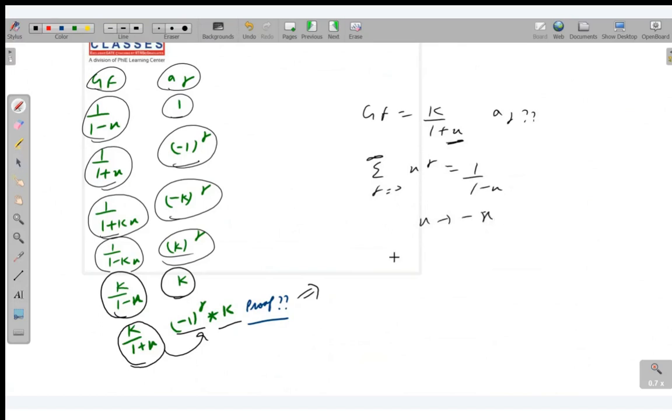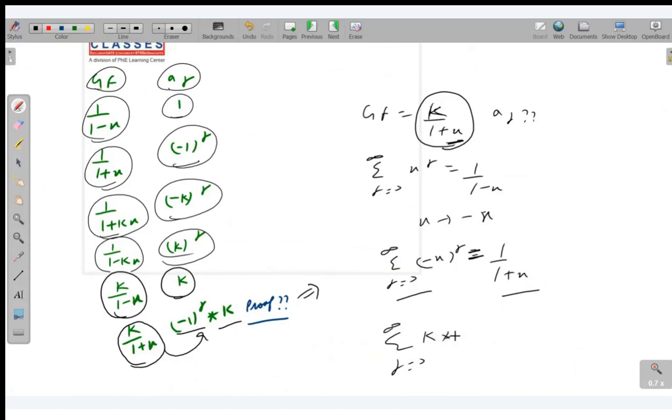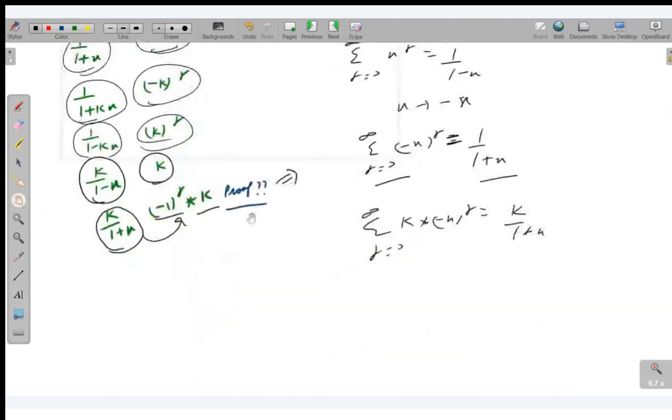So what I will get: sigma r equal to 0 to infinity, minus x power r, is 1 upon 1 plus x. But the generating function was k into 1 upon 1 plus x, that is k upon 1 plus x. So I will multiply both LHS and RHS by k. Why? Because they are equal, and when they are equal we can multiply by k also. So we get sigma r equal to 0 to infinity, k multiplied by minus x power r, equals k upon 1 plus x. It hardly matters actually. Sigma we have written, so k can be outside or inside, no problem, because it is a constant quantity. We can simply take that common also. I think it's a very obvious thing.